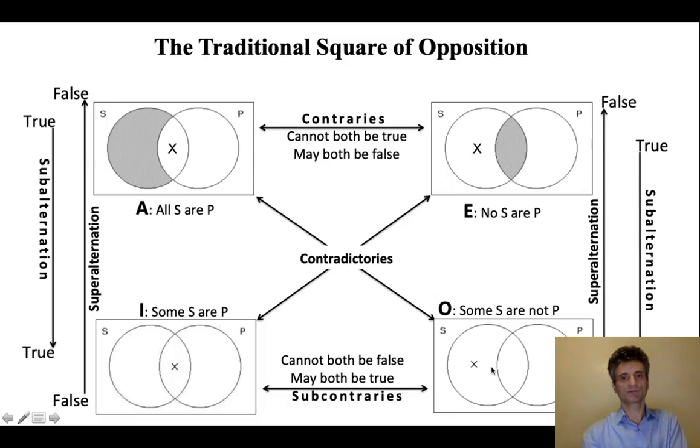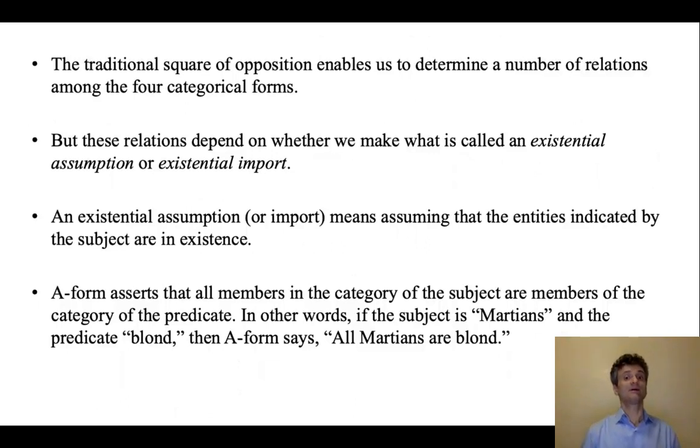True, false. False, true. All right? So if this is true, this is false. If this is false, falsehood goes up and makes E false. And because this is false, the contradictory I is true. So once again, I'm able to make these inferences. But these inferences depend on the existential import.